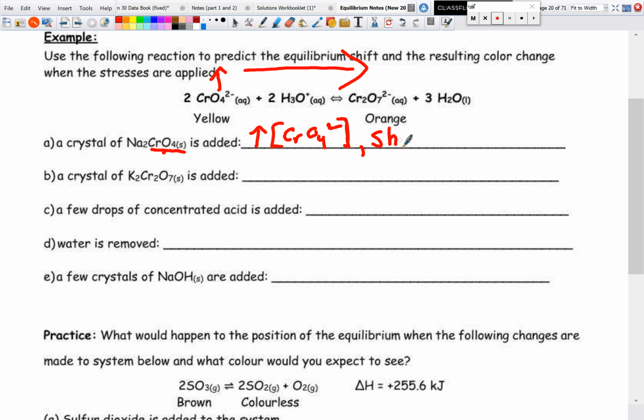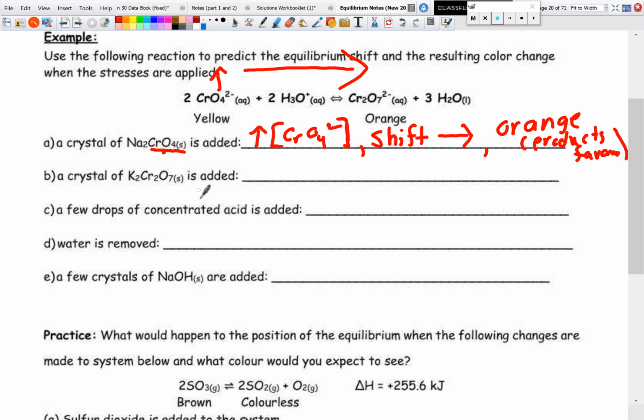So we're going to get a shift to the right, or we're going to form more products, which we will see as orange, or products are favored. So that is how we can break apart the stress, the shift, and of course the color that we will see.